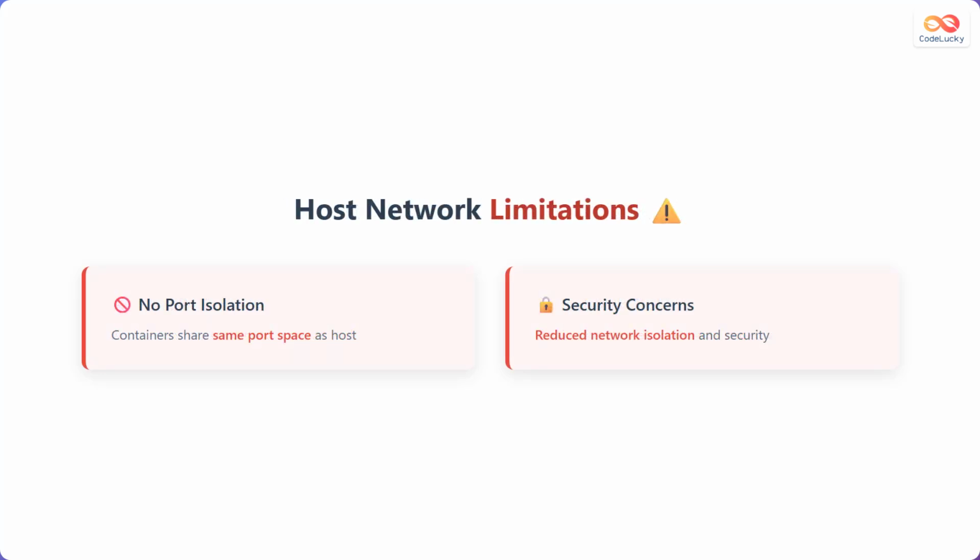Host network limitations. Be aware of the limitations. Host network mode does not provide port isolation. Containers share the same port space as the host, and there are security concerns due to reduced network isolation.